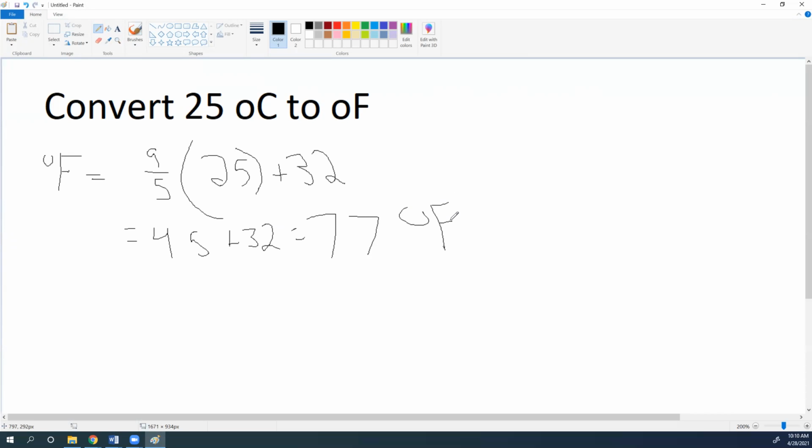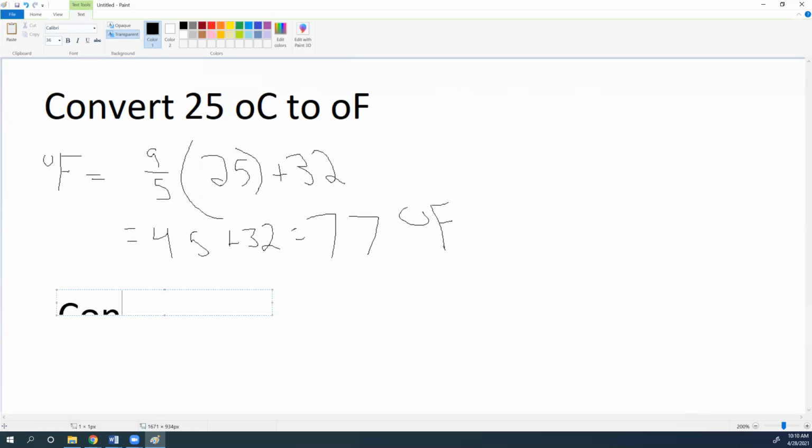Otherwise, you'll get in trouble with some significant figures later on. I just took 25 divided by 5, which is 5 times 9 plus 32. You do everything different. I find a simpler way.